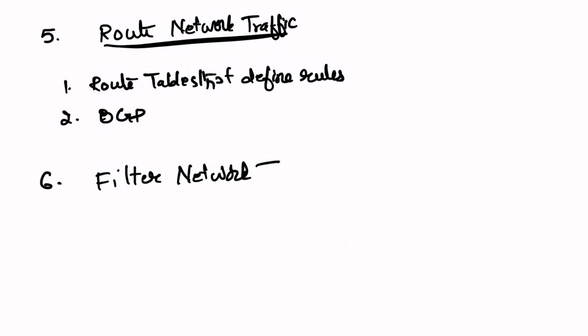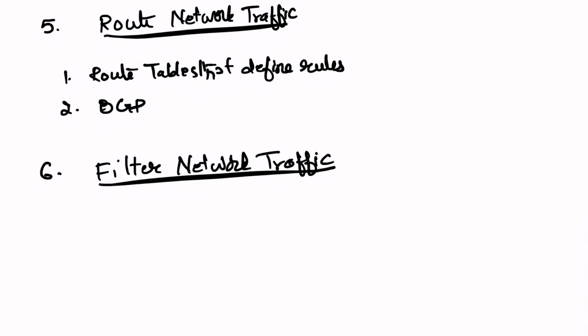The sixth capability is that we can filter the traffic. We can define resources such as network security groups, which will guide how the traffic moves between different IP addresses, ports, and protocols.